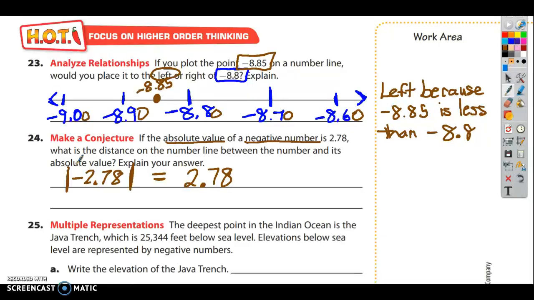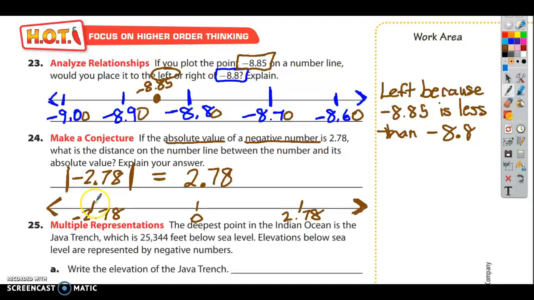So now I'm going to go back and reread the question. What is the distance on the number line between the number, between this guy right here, that's the number, and its absolute value? In other words, what's the distance to get from here to there? Well, we could use a number line and ask ourselves this, and you're going to see that this is a pretty simple addition problem. Let's check this out. This is a good one to put 0 right in the middle. And over here, just kind of randomly, I'm going to put negative 2.78. And over here to the right, I'm going to put positive 2.78.